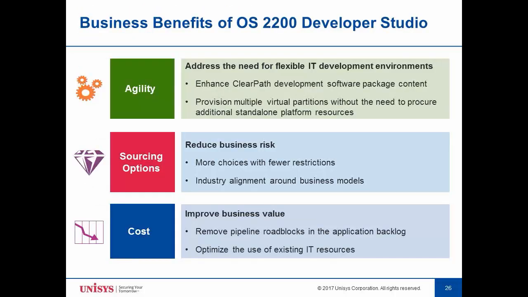So if you remember the previous slide with our IT needs, this is how OS 2200 Developer Studio addresses these needs and addresses many of them. First, it helps with keeping the IT organization and ClearPath development agile and flexible, offering many more choices with less restrictions. And of course, the cost issue, it helps reduce the cost and optimize the use of IT resources.